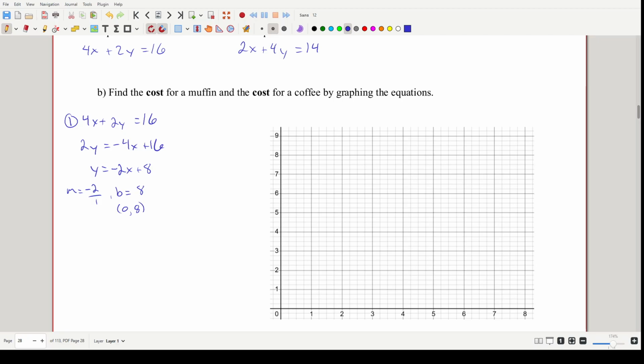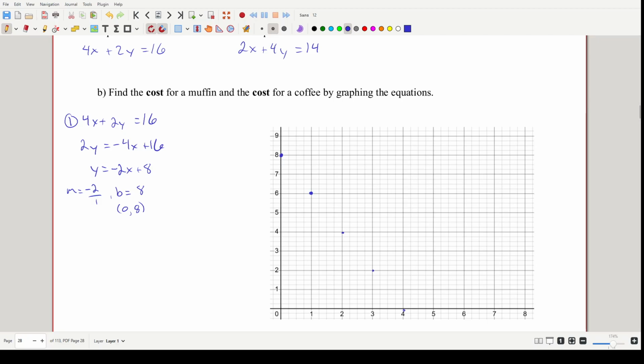So let's go graph this thing. So 0 all the way up here at 8, and it's got a slope of negative 2 over 1. So down 2 over 1. Down to 7, down to 6, over to 1. Watch your units here. Then down to 4, over to 2. Then we keep going, down 2 over 1.